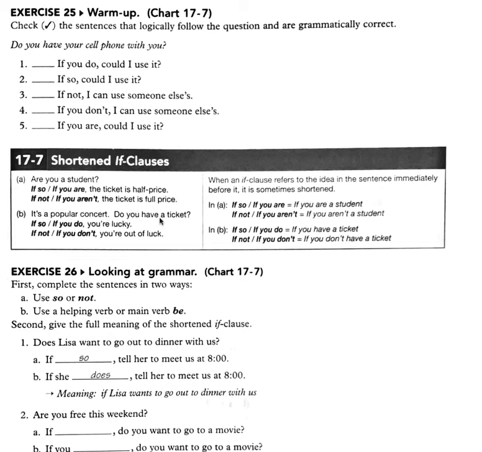It's a popular concert. Do you have a ticket? If not, you're out of luck. If you don't, you're out of luck. In B, if so or if you do means if you have a ticket, you're lucky. And if not, if you don't, means if you don't have a ticket, you're out of luck. Okay?